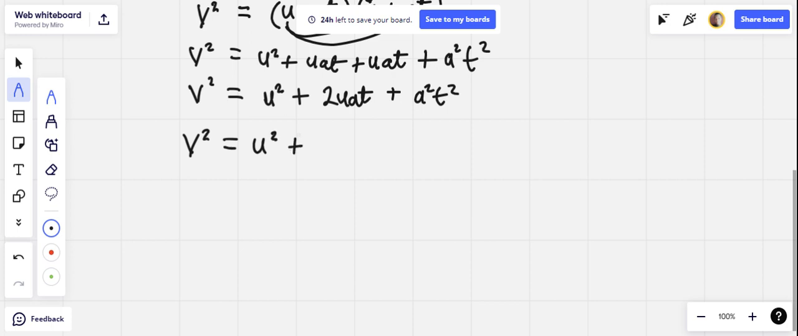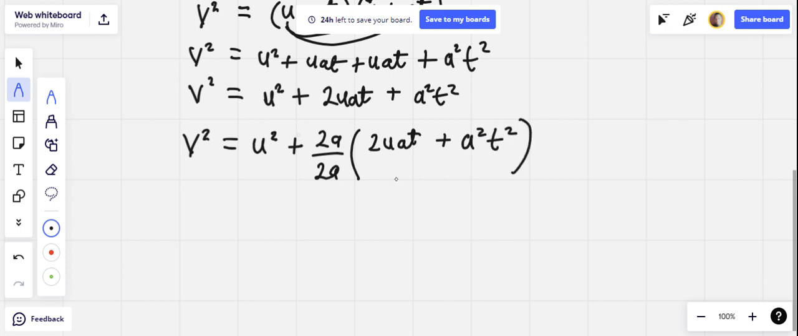U squared plus, I can write 2A over 2A, watch carefully, times 2UAT plus A squared T squared. Now what I've done, I've not changed anything in this equation, because 2A here divided by 2A here will give us what? 1. And 1 will multiply to open this bracket, which will return us to what we initially had here. So we proceed. V squared equals U squared plus.